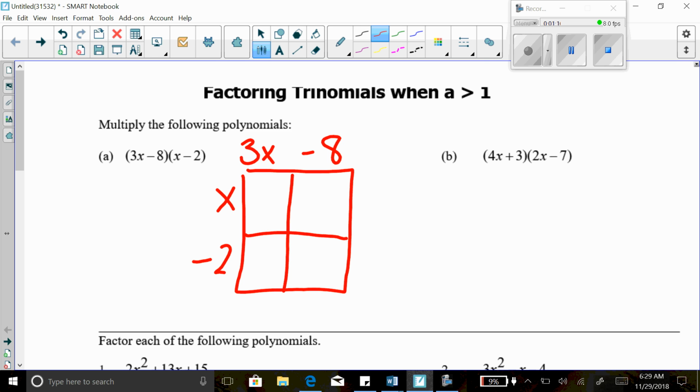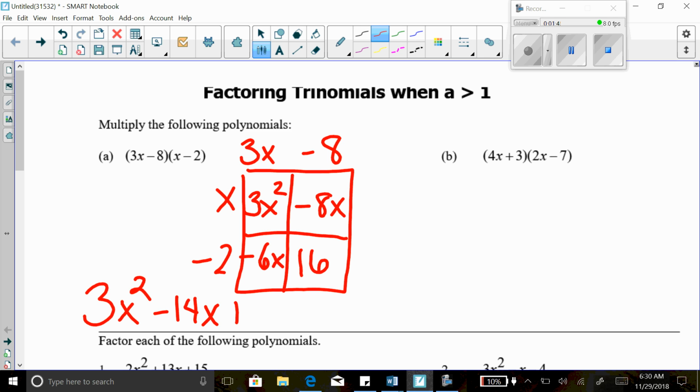So you guys know how to do this. X times 3x is 3x squared. X times negative 8 is negative 8x. Negative 2 times 3x is negative 6x. And negative 2 times negative 8 is a positive 16. So then you guys know that you combine your like terms, so your final answer is 3x squared minus 14x plus 16. That shouldn't be too hard for you guys. That should be review.